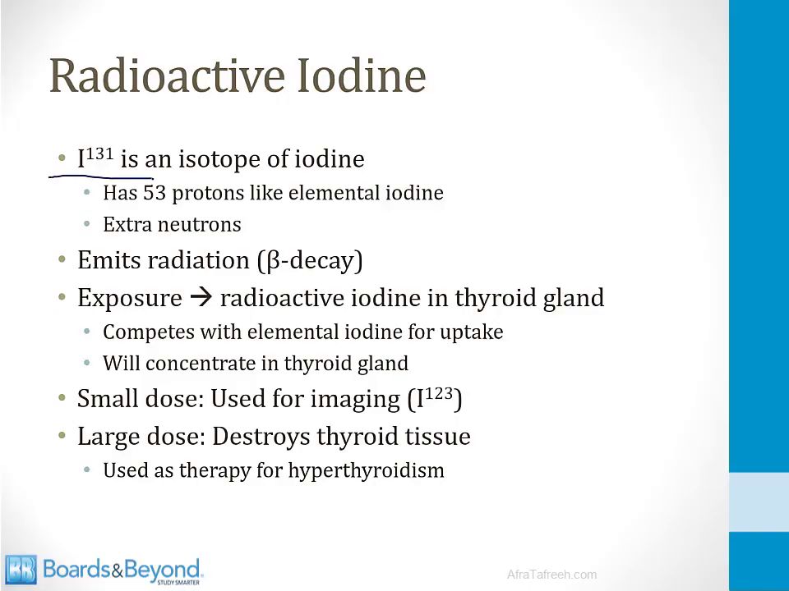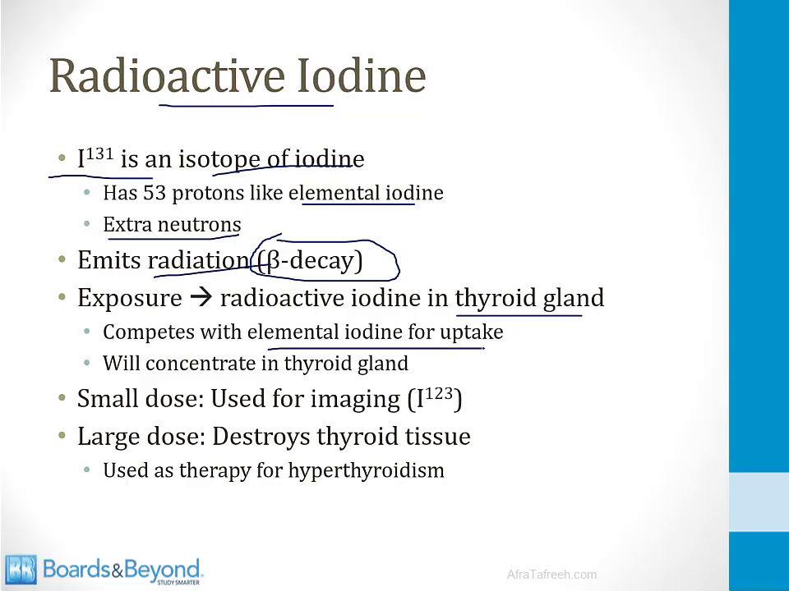Iodine 131 is also called radioactive iodine. It is an isotope of iodine that has 53 protons just like elemental iodine, but it has extra neutrons. For this reason, it will emit radiation via the process of beta decay. So patients who are exposed to radioactive iodine will have the radioactive iodine taken up by their thyroid gland. It competes with elemental iodine for uptake, and it will concentrate in the thyroid gland.